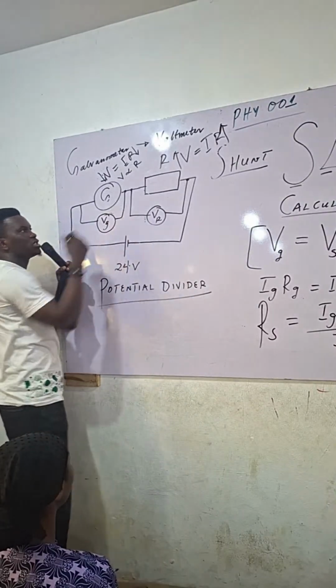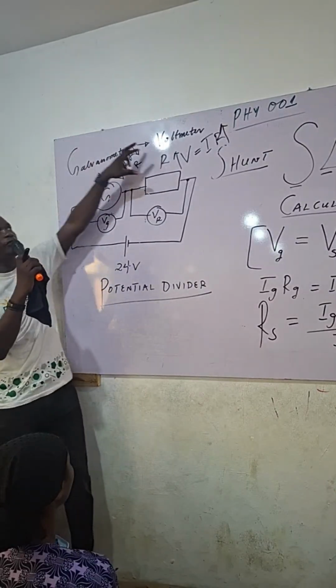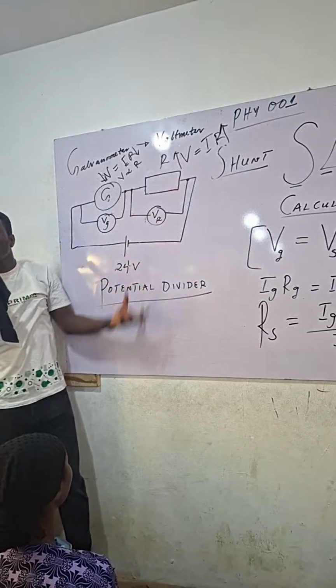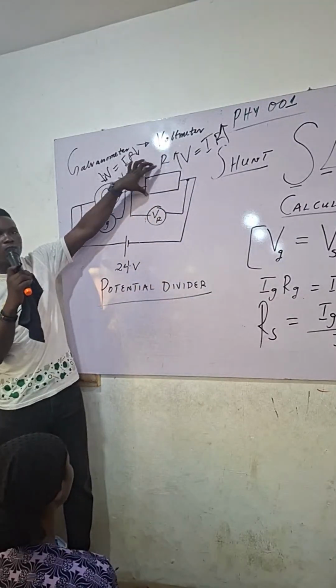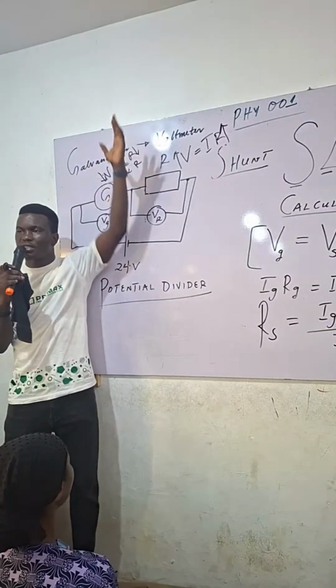So at the end of the day now, that means that to convert a galvanometer to a voltmeter, we need to connect what? A resistor in series. And that resistor must have what? A high resistance.